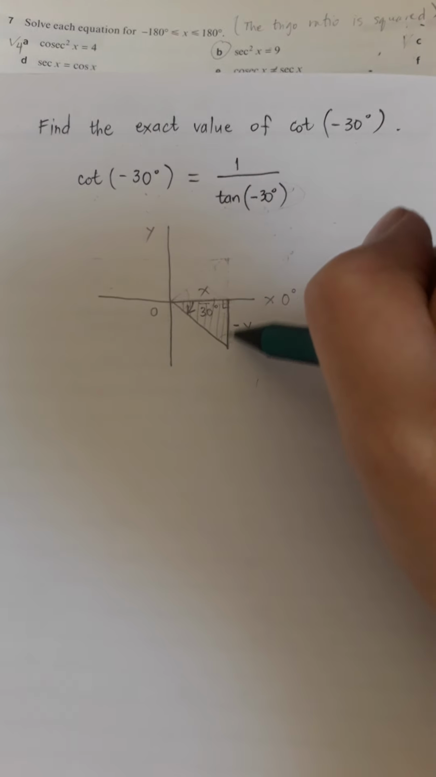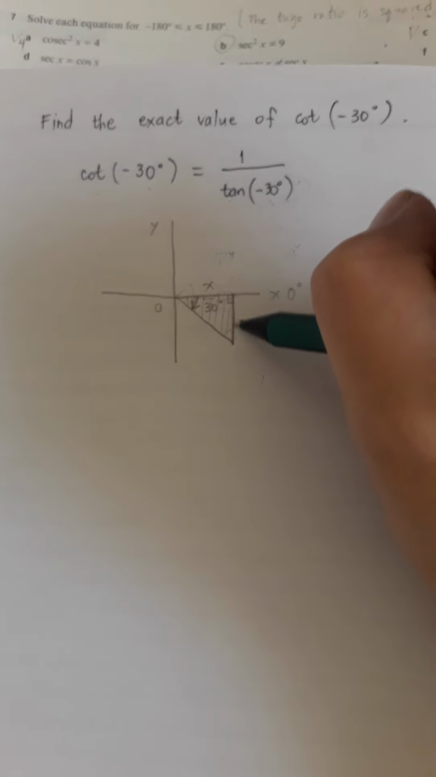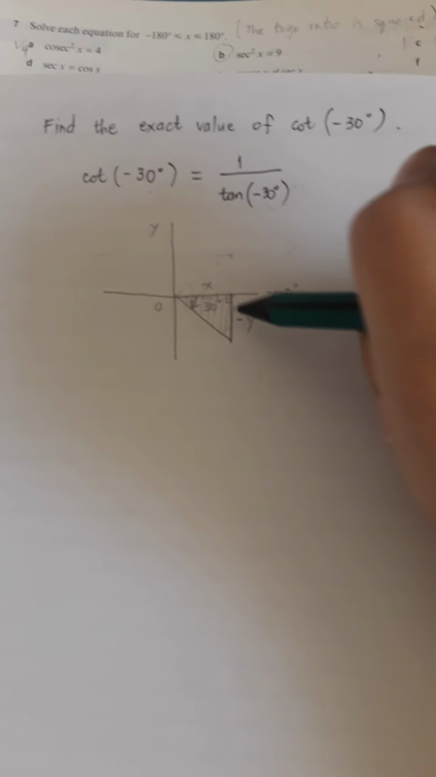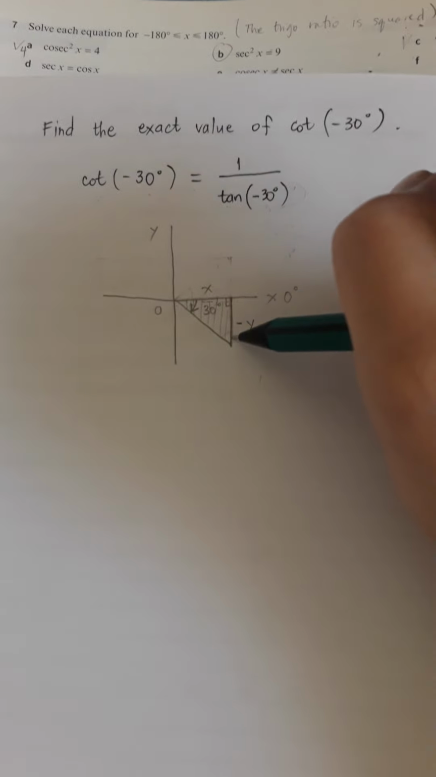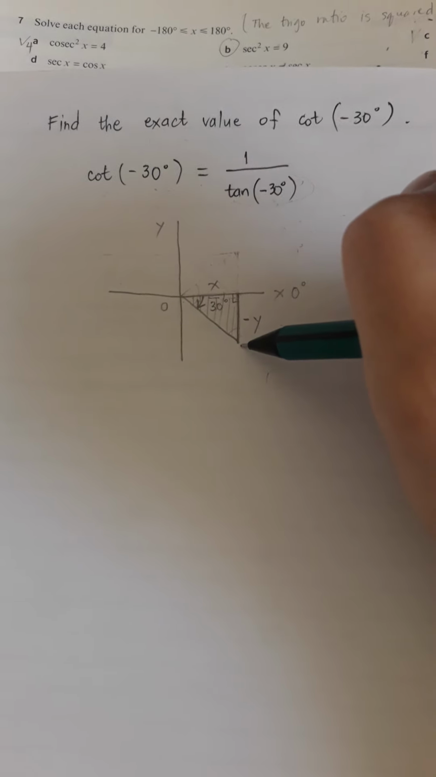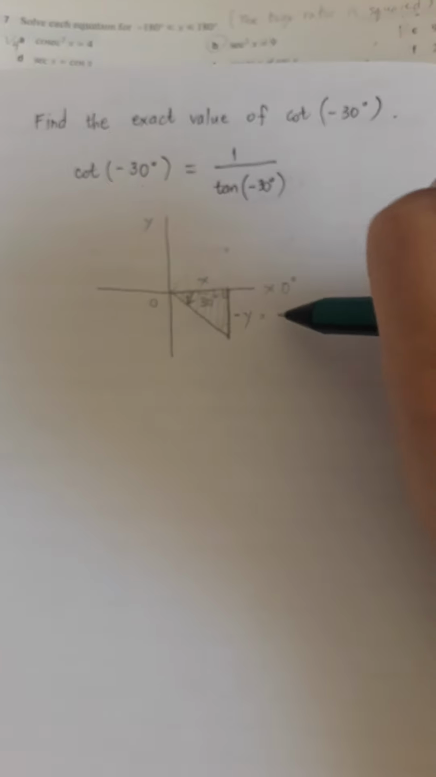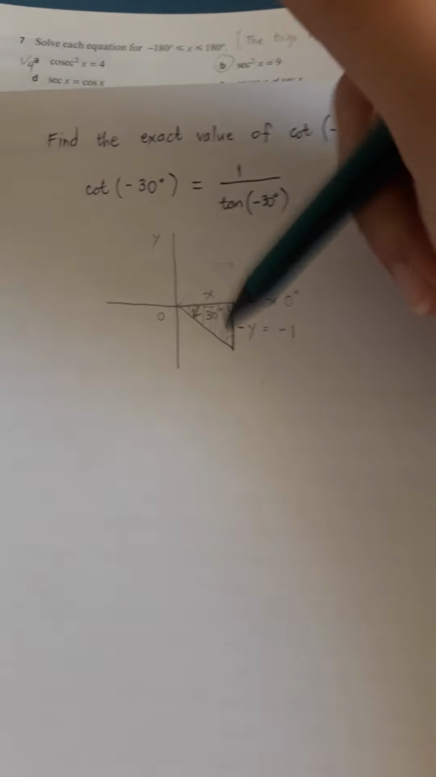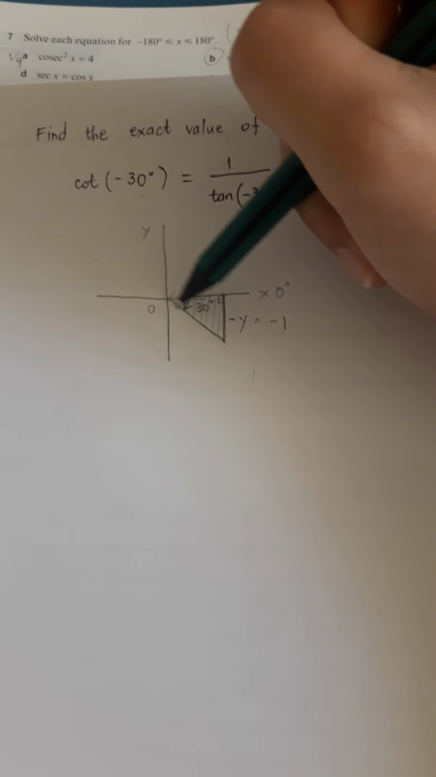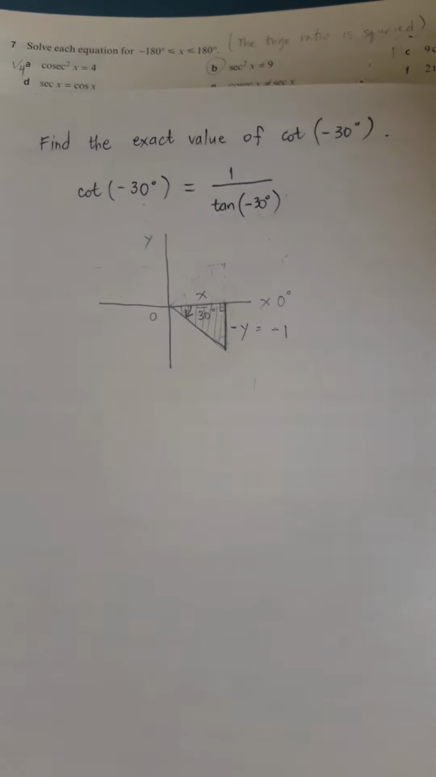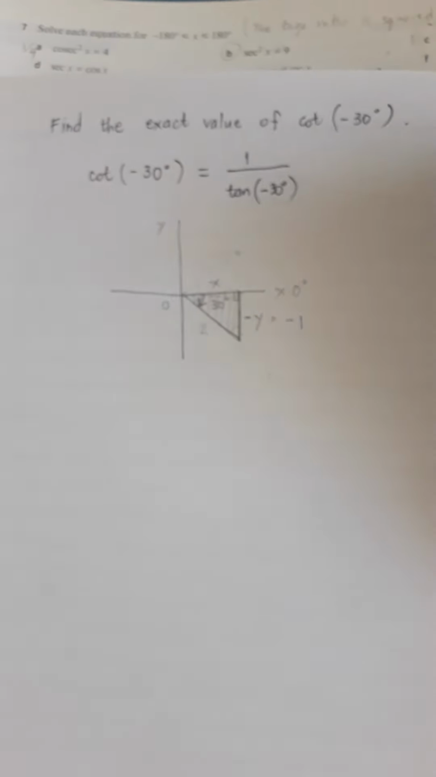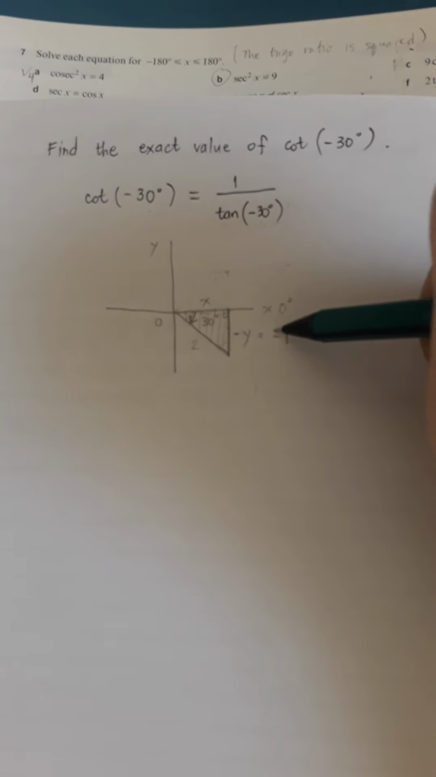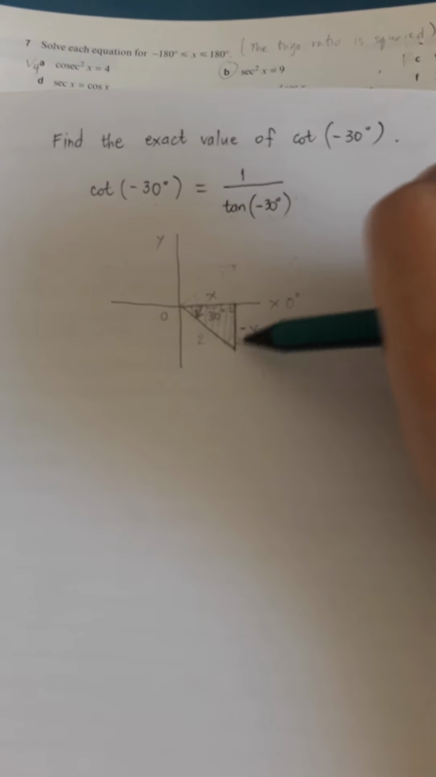Since this is half of an equilateral triangle, let's say this has a length of 1, because it's a ratio, so we can assign this to be 1. So that means this will be negative 1. If this is negative 1, then this hypotenuse will be 2. This is 1 unit. It's just negative because it's below the x-axis. But the length is 1 unit.